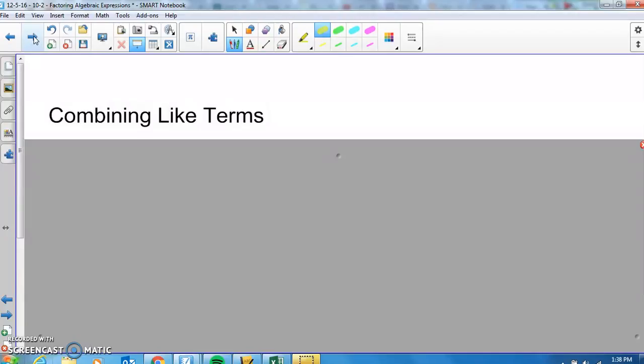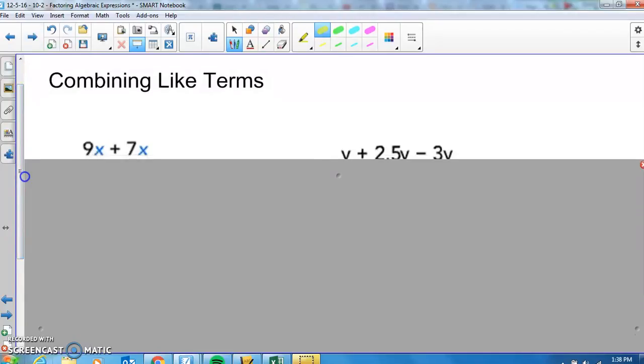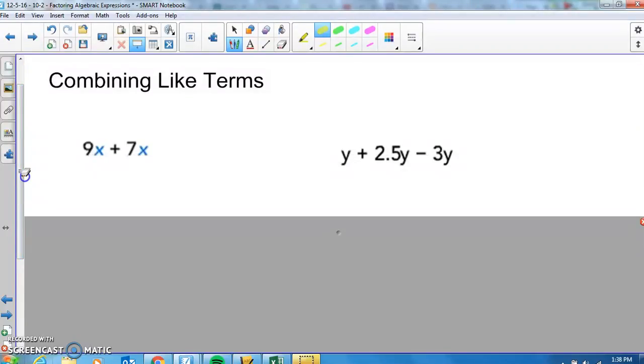All right, let's now talk about combining like terms. When we combine like terms, what we're going to do is combine the coefficients of the terms that are alike. So I have 9x. I'm going to add that to 7x. They have like terms, the x and the x. So what I'm going to do is add the coefficients. 9 plus 7 is 16. We'll just put the x there. So my answer of 9x plus 7x is 16x.